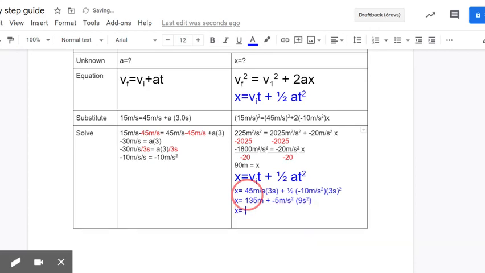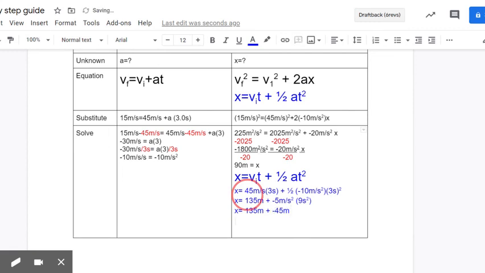So now I have x equals 135 meters plus -5 times 9 is -45 meters. 135 plus -45, I got the same answer as I did before. So I got a displacement of 90, both ways I did it. And an acceleration of -10. I hope this helped.